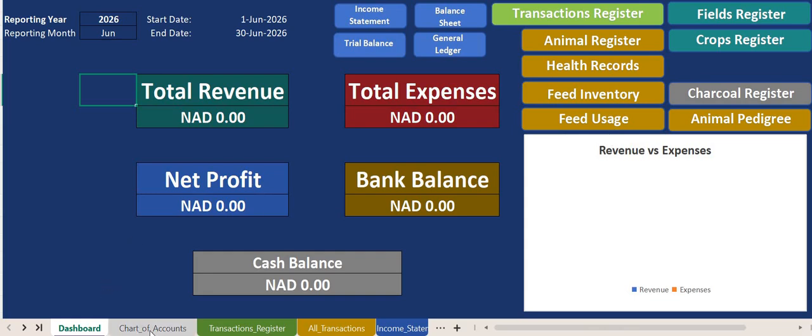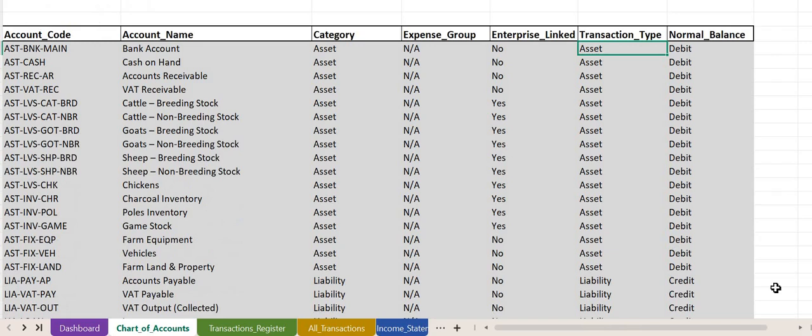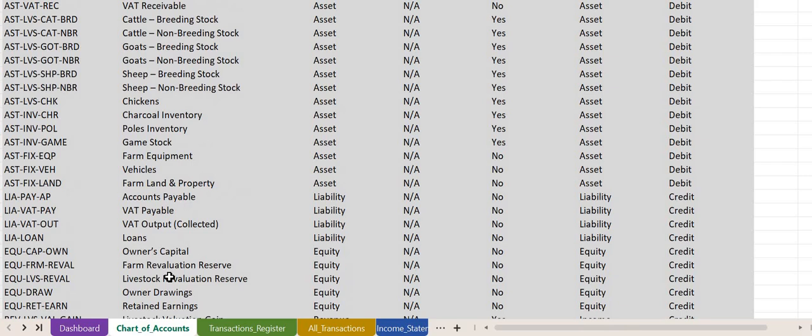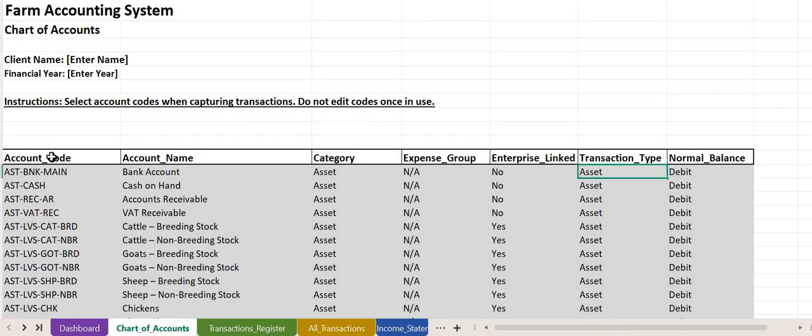First, we have the chart of accounts. This is where all your accounts are defined. Things like the bank account, livestock, expenses like feed and labor, and revenue like sales. You will see that each account has an account code, an account name, as well as a category.